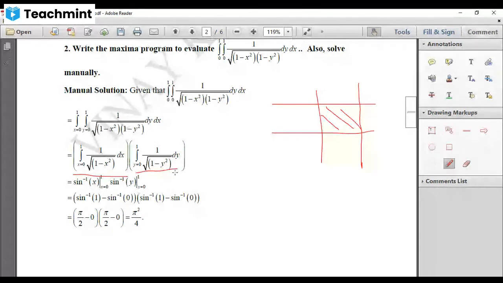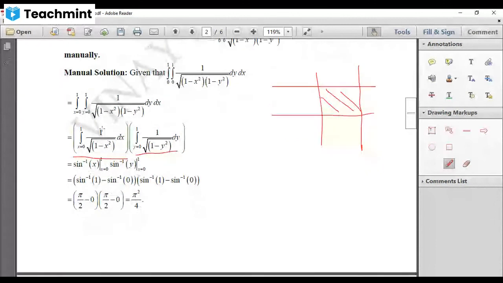Now, what is integral of 1 by square root of 1 minus x square? It is sine inverse x. Integral of 1 by square root of 1 minus y square is sine inverse y. And the limit is from 0 to 1. This is y, right? Limit is from 0 to 1. Substitute that, you will get answer as this. But this is nothing but pi by 2 minus 0. And this is also pi by 2 minus 0, which gives you pi square by 4. Okay. So now let us write the Maxima program.